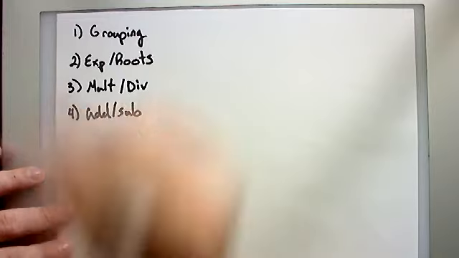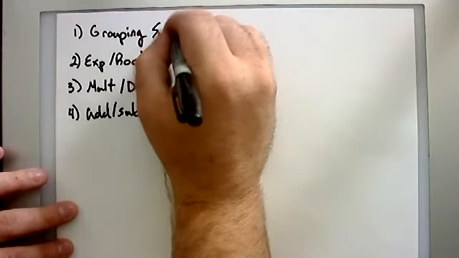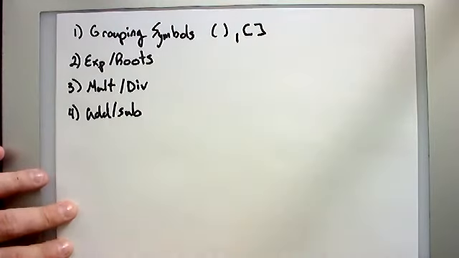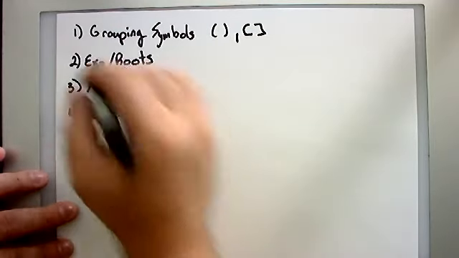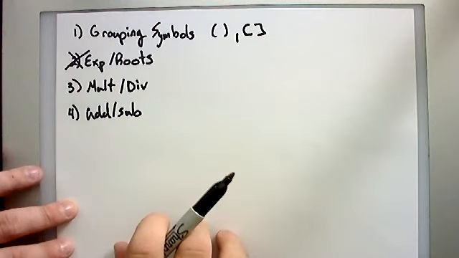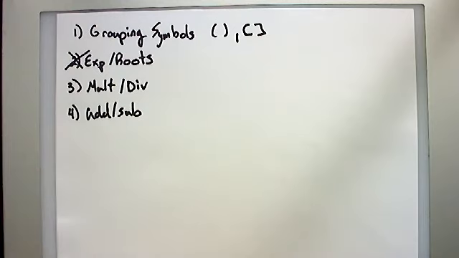The first step is grouping symbols. So parentheses, brackets, things like that. Exponents and roots are the second step. This really shouldn't be happening on any of the homework, so you don't need to worry too much about that yet. The third step is multiplication and division, and this is where PEMDAS gets it wrong.